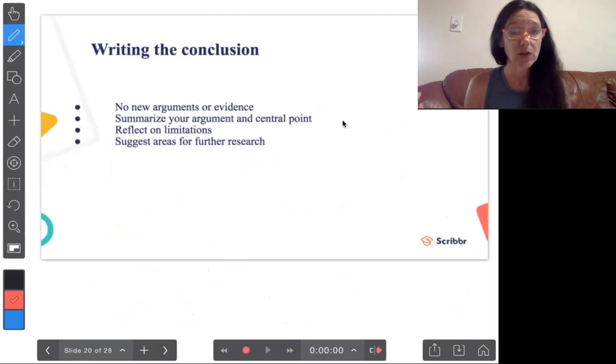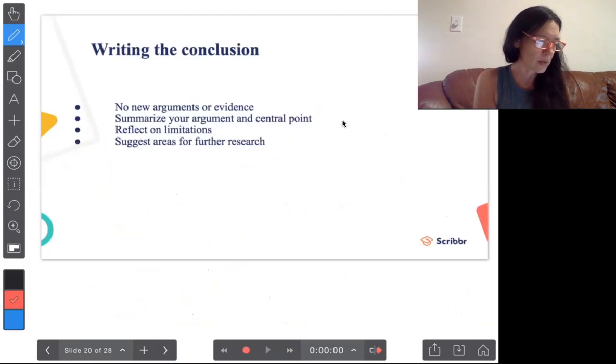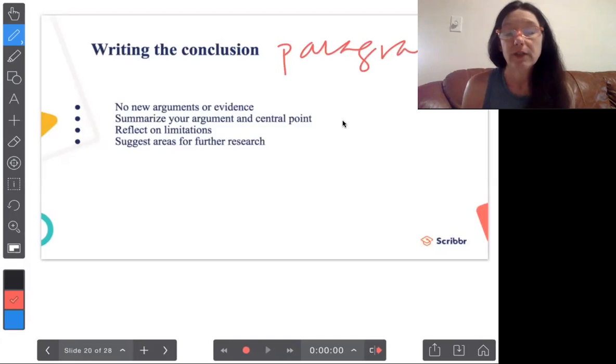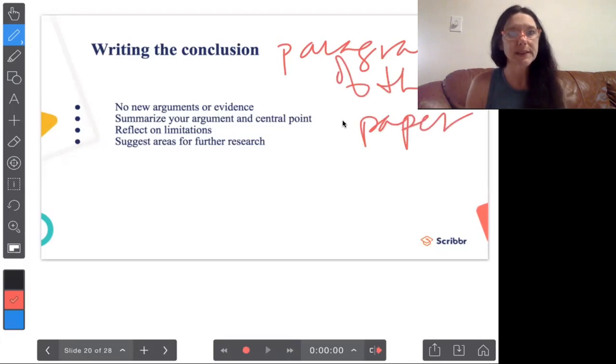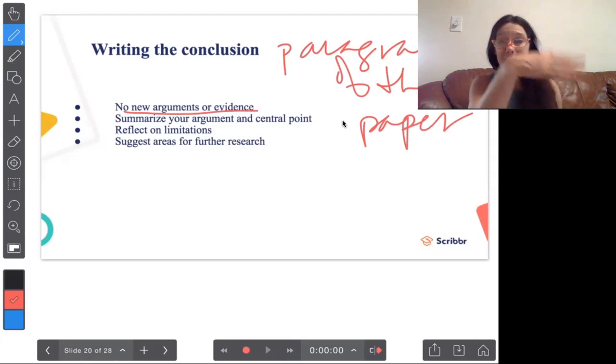Oh, writing the conclusion. So this would be the conclusion paragraph, but you can think about it for each individual paragraph of the paper, or an individual concluding sentence, right? Nothing new. You can't add any new arguments or evidence. Sometimes we're like, oh, I thought of something and I want to tell them. Add it somewhere back in.